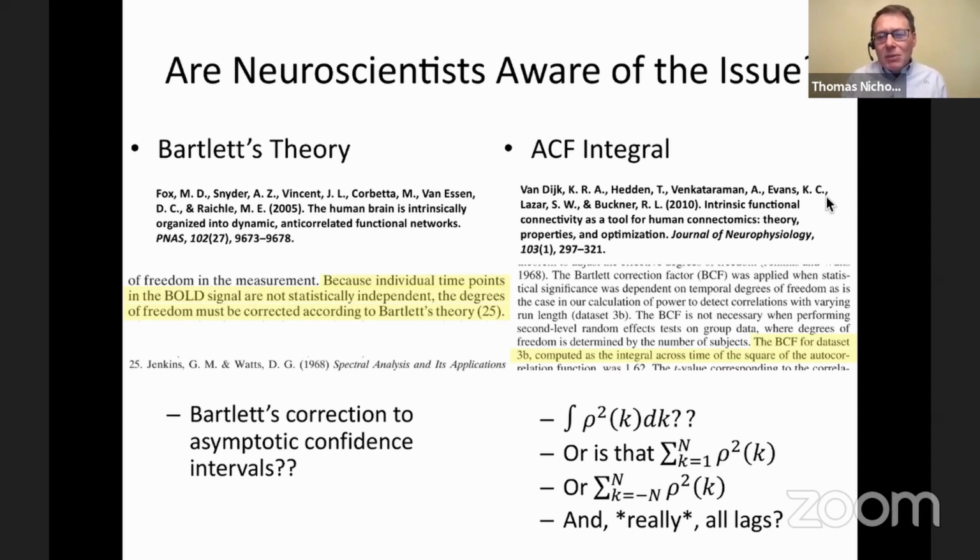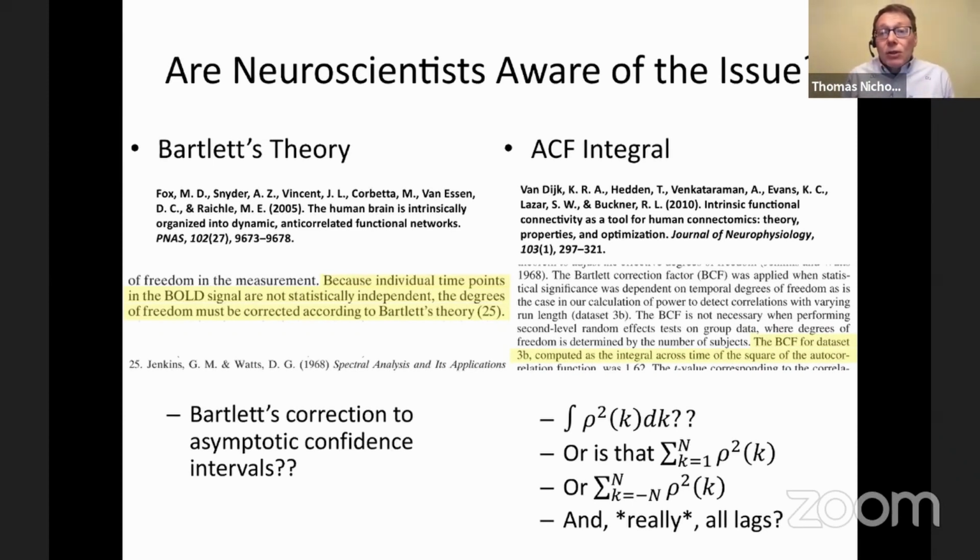Do they mean summing up all the lag correlations, lag 1, lag 2, lag 3 squared? Or do they add in the 0th autocorrelation function value, which is 1? Or do we actually have to go from minus lag up to positive lags, and really all the lags? Complete lack of detail, not clear at all.